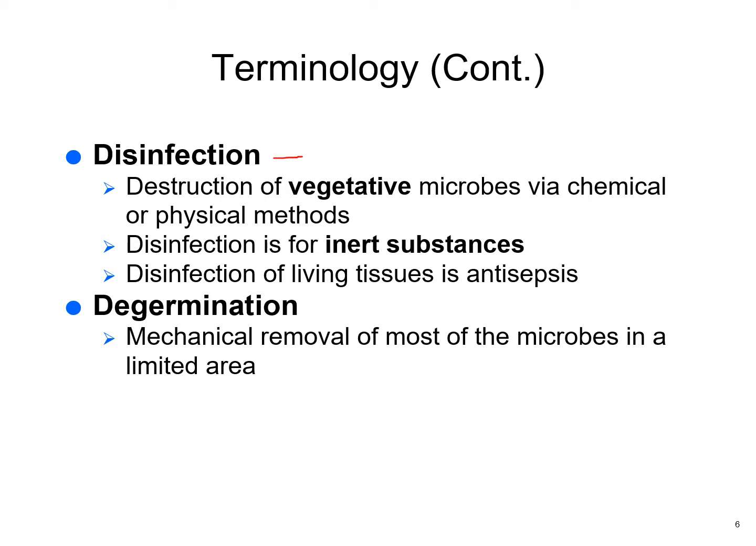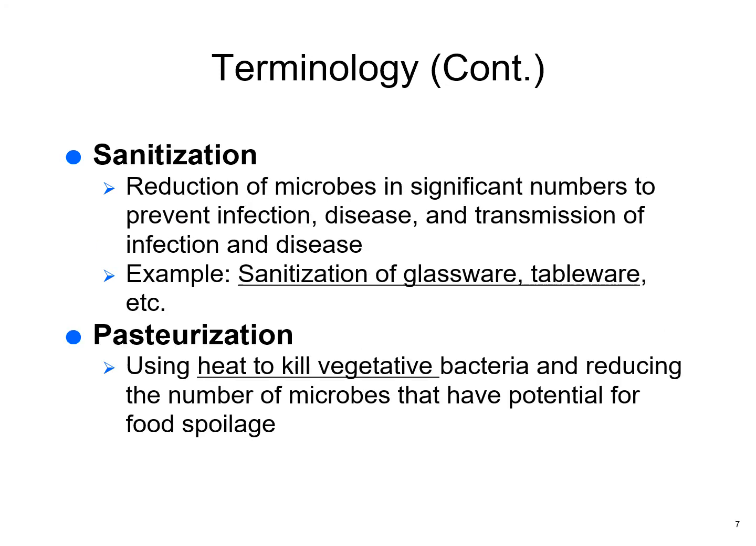Disinfection is destruction of vegetative microbes using chemicals or physical, good old elbow grease scrubbing. And this is for inert substances, floors, chairs, tables, dishes perhaps. If you are attempting to disinfect living tissues, it's called antisepsis. Degermination is to mechanically remove most of the microbes in a limited area. Like you want to degerminate your hands when you wash them.